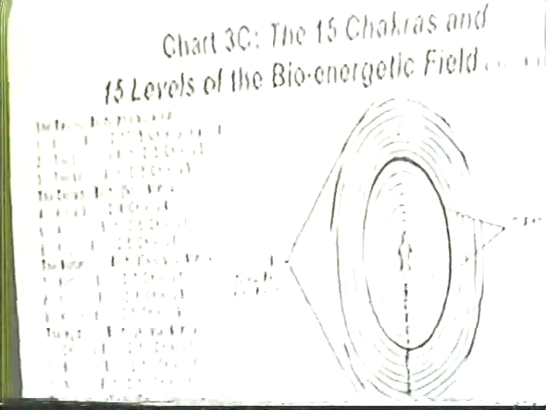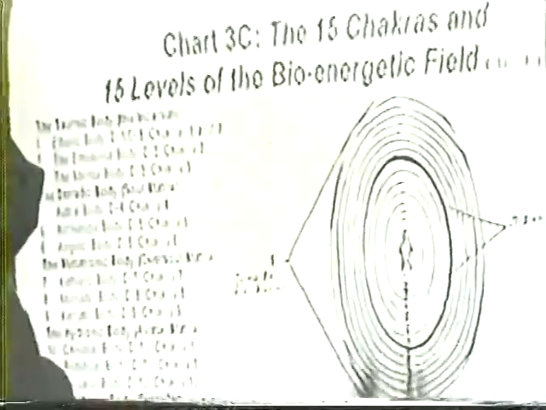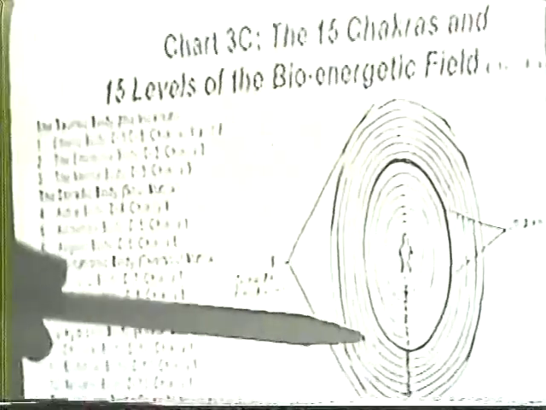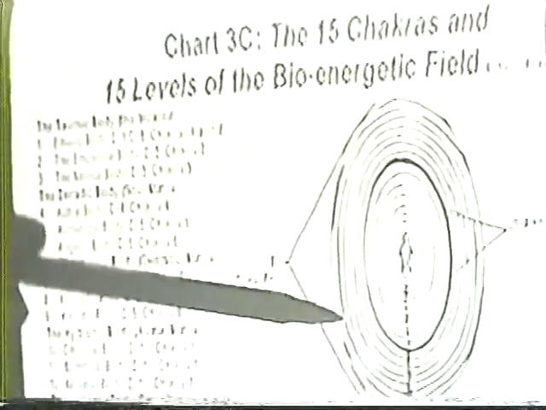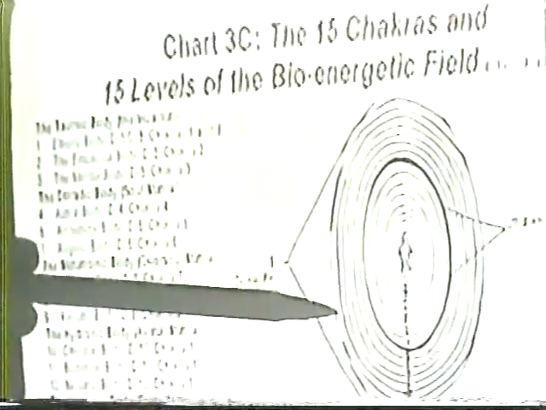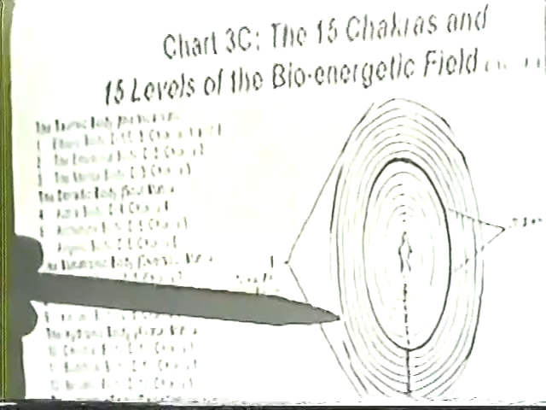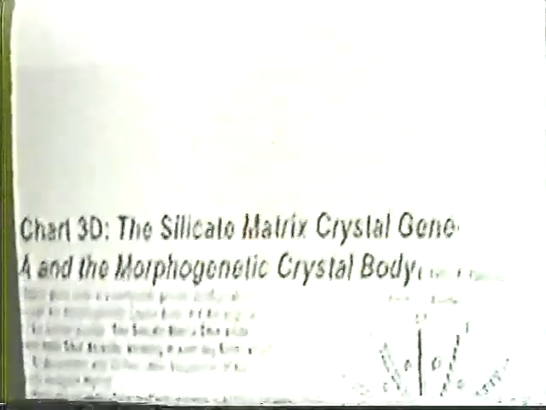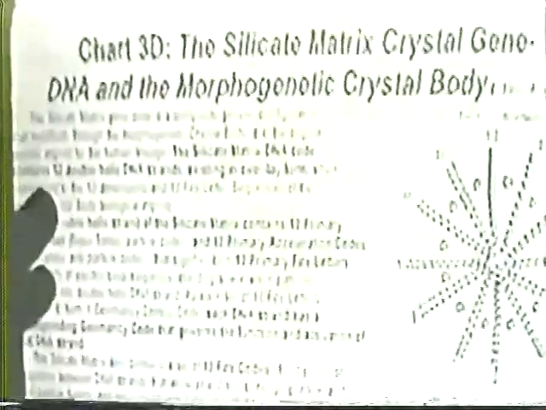You also have the 8 outer layers here that extend way out beyond your body, out into the universe, literally. They correspond to the higher chakras and the higher dimensional field. So this is another part of your structure, your anatomy, that it helps you become aware of. And here's a little closer look at the silicate matrix.